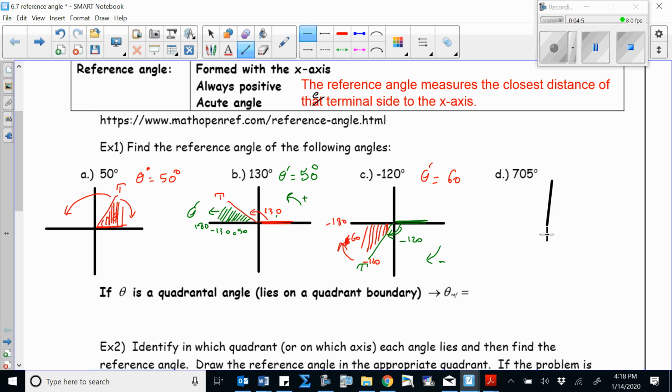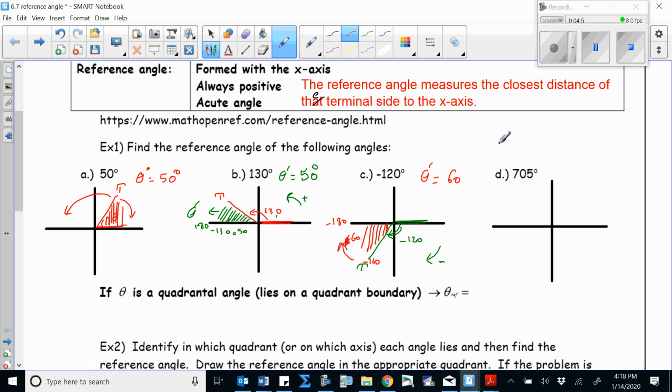Now the last one, 705. Okay, we know that 705 is 360 plus 345. So in order to draw this angle, I'm going to start from here and then make a full circle here and then continue 90, 180, 270, and 345 is going to be somewhere like here maybe. So this is my angle, and this is the direction of the angle.